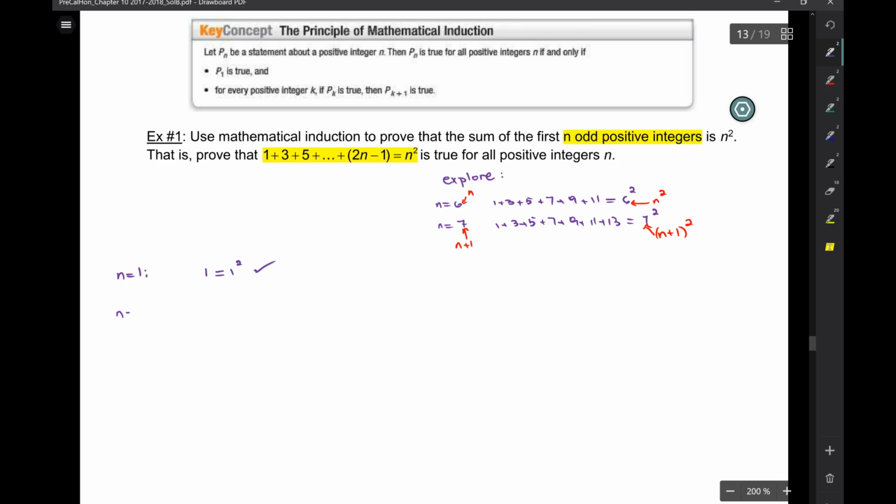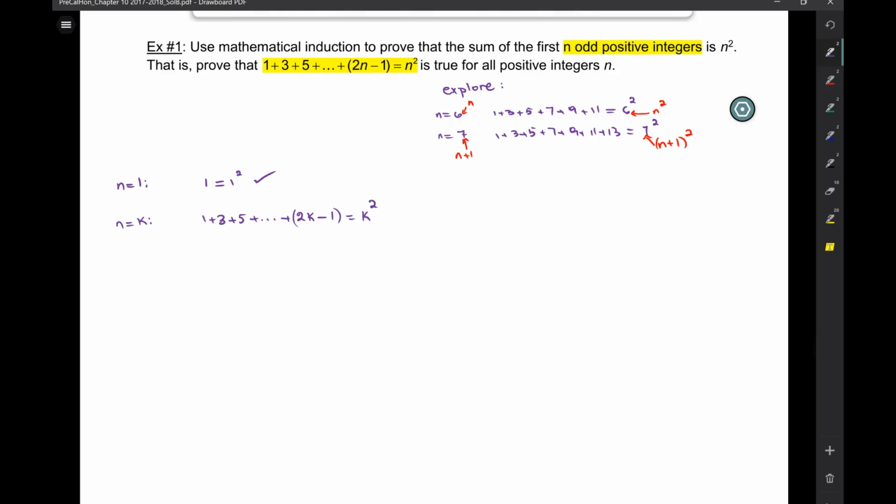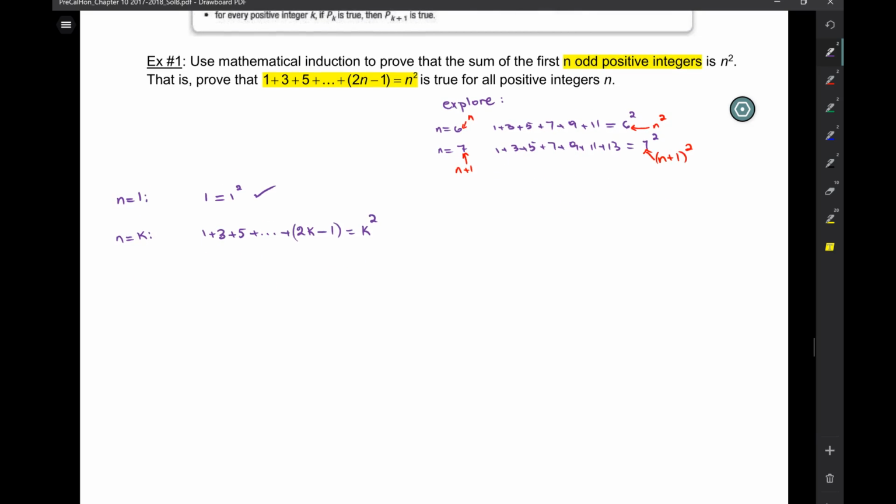Okay, assume that it works for n equals k. So you say to your buddy who's trying to pull this one on you, okay, I'll just assume that it works for n equals k, which means 1 plus 3 plus 5 plus, and so on, plus 2k minus 1 is equal to k squared. Is that true? It's true. Yeah, you just assume. Okay?